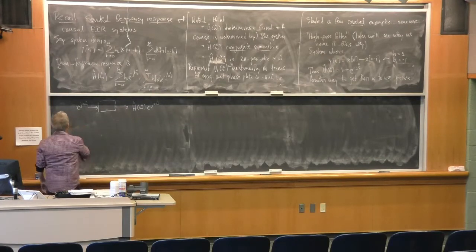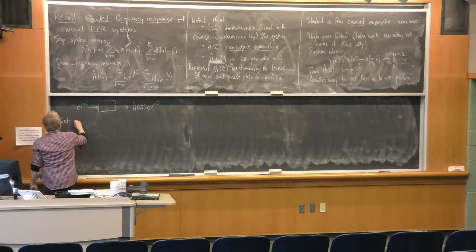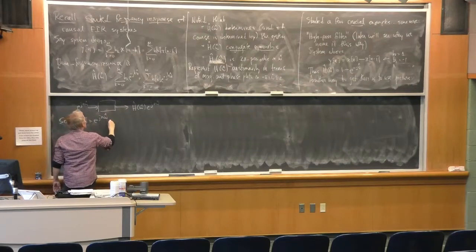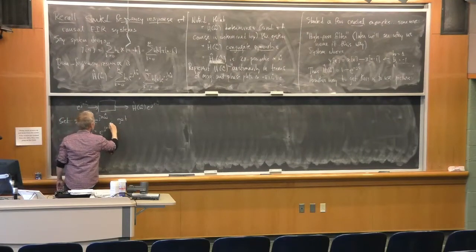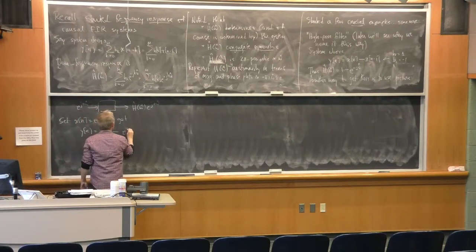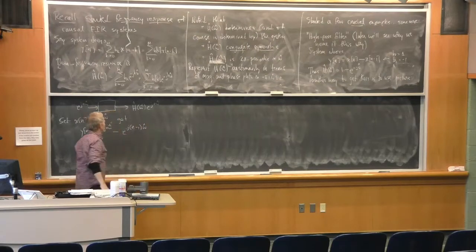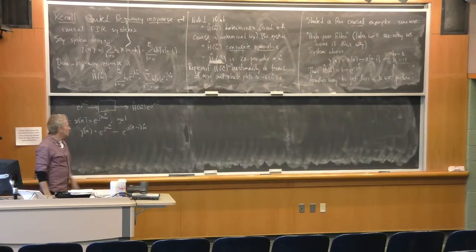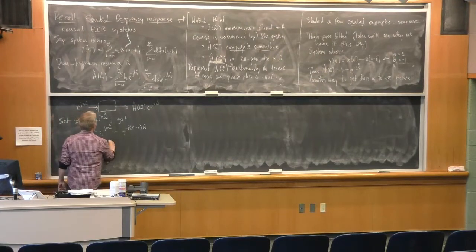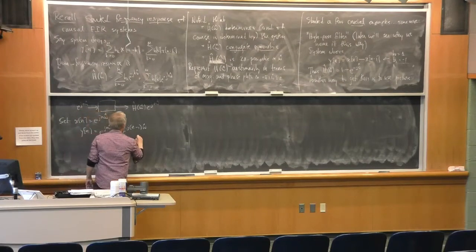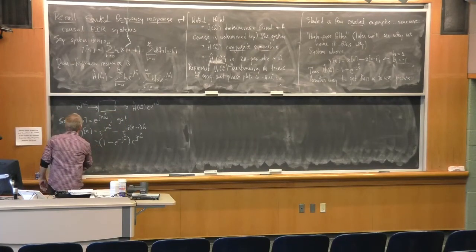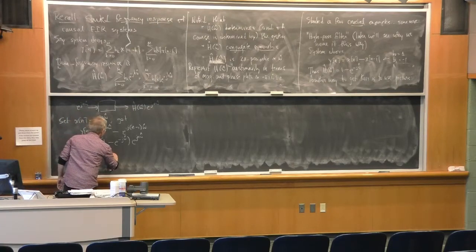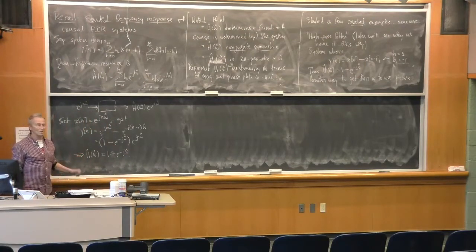Put e to the j n omega hat for x of n, and you get y of n. So you set x of n equal to e to the j n omega hat. You get y of n equals x of n, which is e to the j n omega hat, minus x of n minus 1, which is e to the j (n minus 1) omega hat. You factor e to the j n omega hat out of both terms on the right-hand side, and you get 1 minus e to the minus j omega hat times e to the j n omega hat. Thus, the thing in parentheses has to be h hat of omega hat.